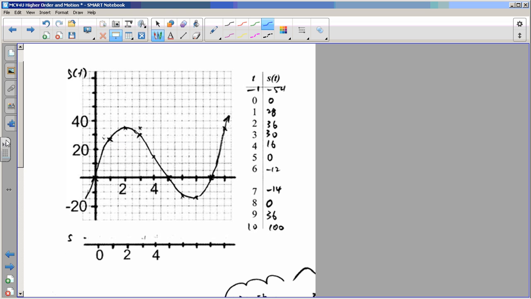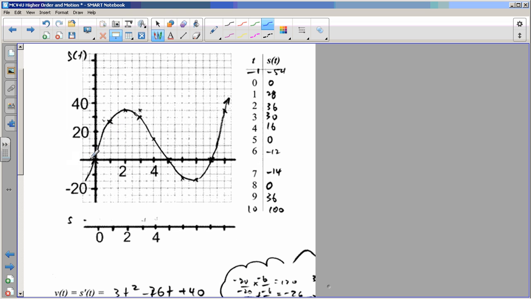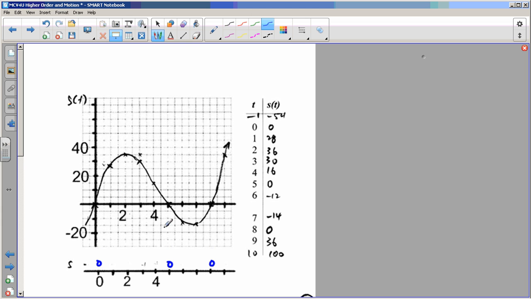Of course, with a graph like that, it's pretty easy to see where it's zero. It's zero here, it's zero right there, it's zero right there. Notice that if we really wanted to, we could calculate the zeros because we know the function, right? The function was t cubed. What was the function? T cubed.